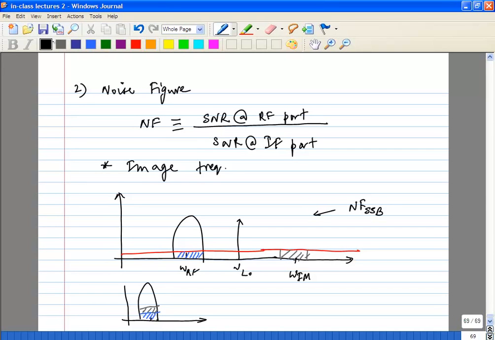When you compute the double sideband noise figure, let me draw it with a slightly different color. What you would do is you would have useful RF signal at both the RF frequency and the image frequency. So what does that mean?